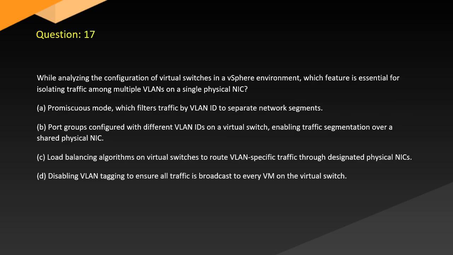Question 17. While analyzing the configuration of virtual switches in a vSphere environment, which feature is essential for isolating traffic among multiple VLANs on a single physical NIC? A. Promiscuous mode, which filters traffic by VLAN ID to separate network segments. B. Port groups configured with different VLAN IDs on a virtual switch, enabling traffic segmentation over a shared physical NIC. C. Load balancing algorithms on virtual switches to route VLAN-specific traffic through designated physical NICs. D. Disabling VLAN tagging to ensure all traffic is broadcast to every VM on the virtual switch.